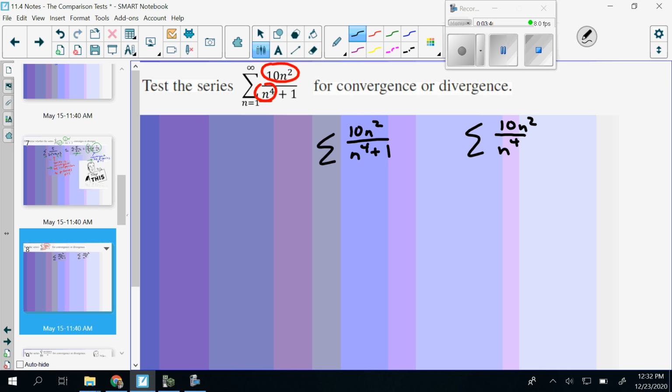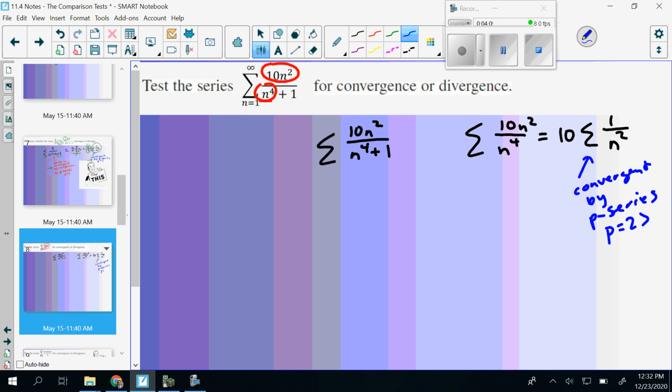Well, here we could simplify that a little bit. Let's pull the constant of 10 out. And then we'd end up with n squared over n to the 4th. Well, we can simplify that to 1 over n squared. This one we know is convergent by p series, because our p here of 2 is bigger than 1.